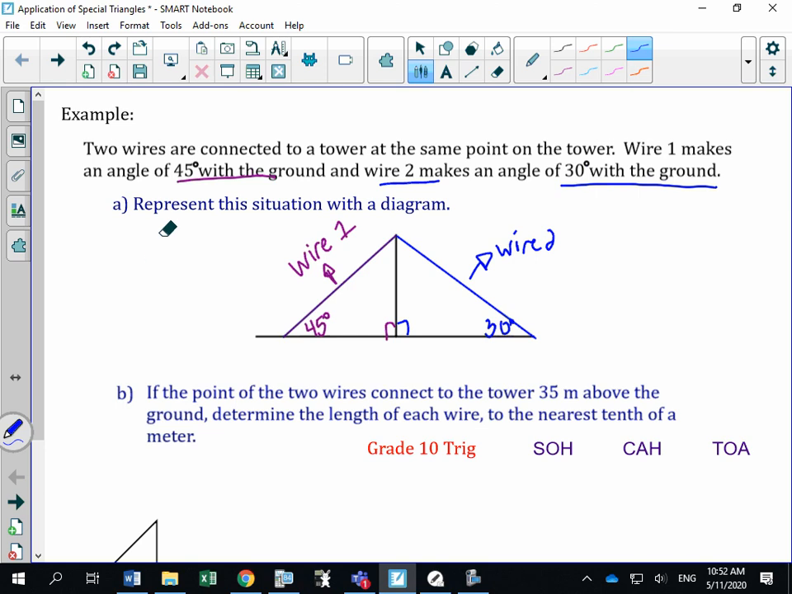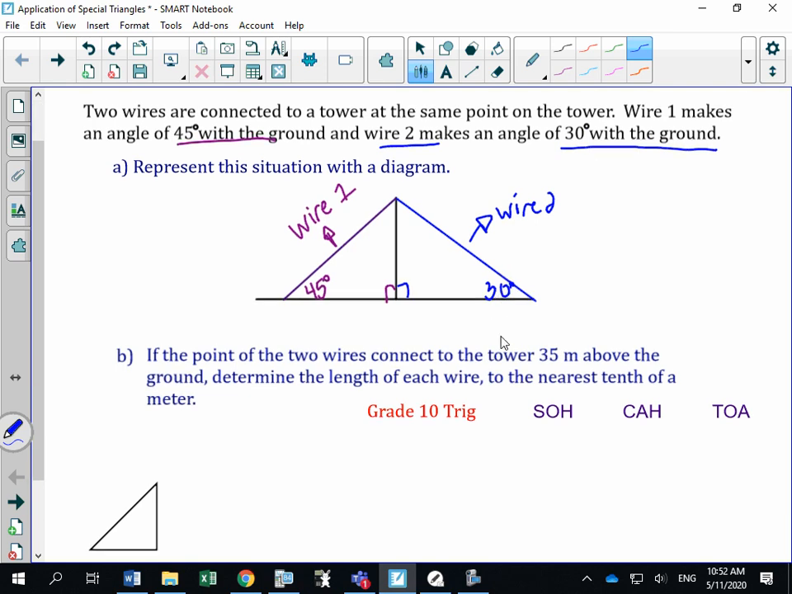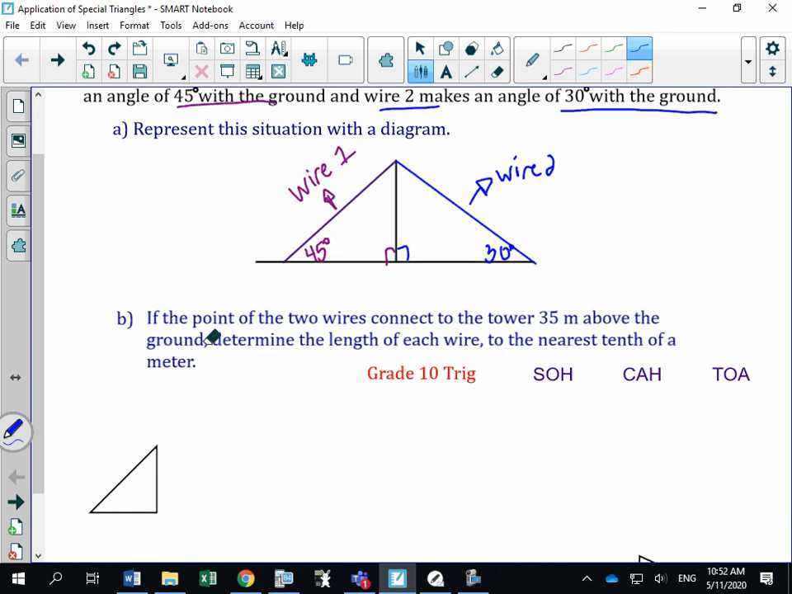Okay. The first part says represent this situation with a diagram. So I've got my labeled diagram, right? I've got my tower here, the two wires coming at the same point on the tower, and each wire makes a different angle with the ground. Okay, then for B, it says if the point where the two wires connect to the tower is 35 meters above the ground, are you able to figure out where the 35 meters would be on this diagram? So it says the two wires connect to a point on a tower 35 meters above the ground. That means that this would be the tower, and that's my 35 meters there. So the tower is 35 meters high.